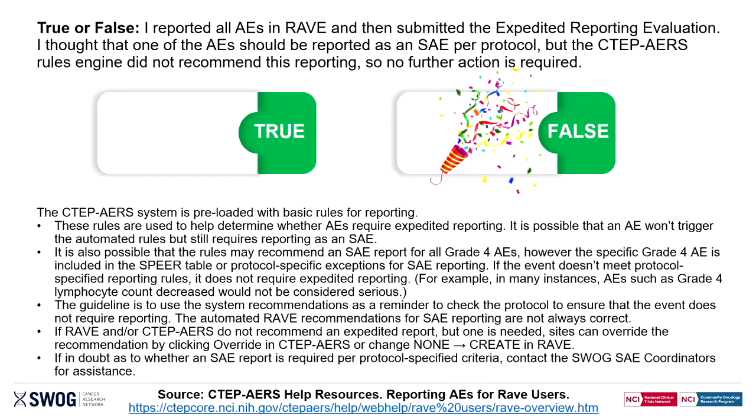For example, in many instances, AEs such as grade 4 lymphocyte count decreased would not be considered serious. The guideline is to use the system recommendation as a reminder to check the protocol to ensure that the event does not require reporting. The automated RAVE recommendations for SAE reporting are not always correct. If RAVE and/or CTEP errors do not recommend an expedited report, but one is needed, sites can override the recommendation by clicking override in CTEP errors or change none to create in RAVE.